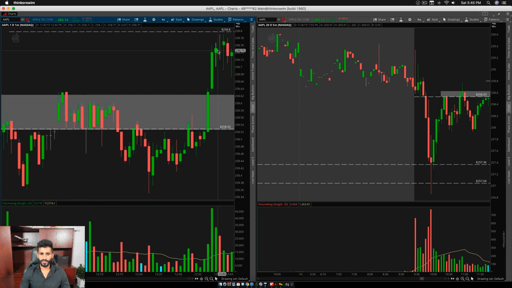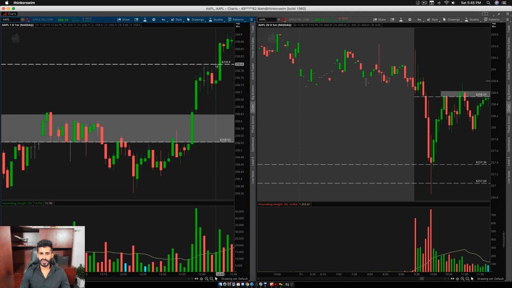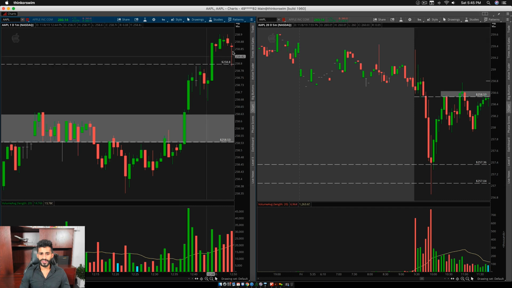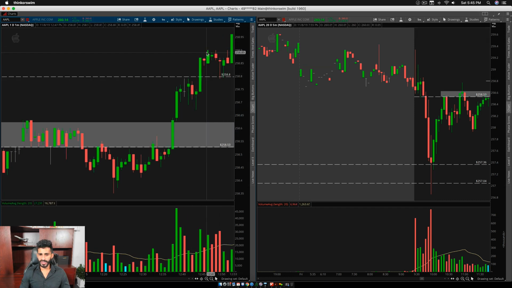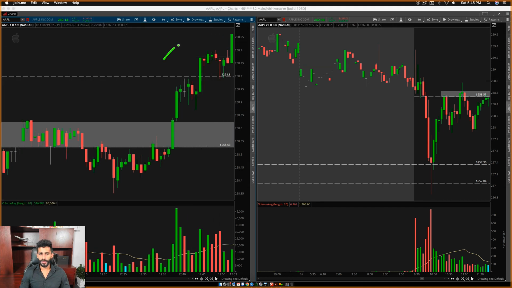It goes, breaks that level, strong break, consolidates, right? This is a good consolidation. I like this consolidation. Continuation. Boom. That is giving you your entry. Why? Because it took out the first wall.